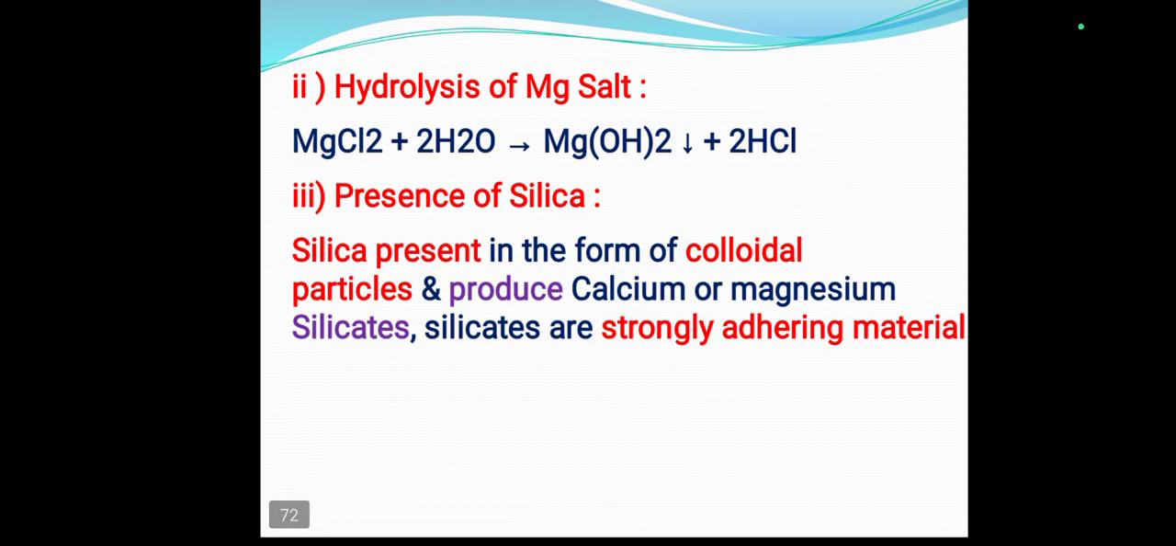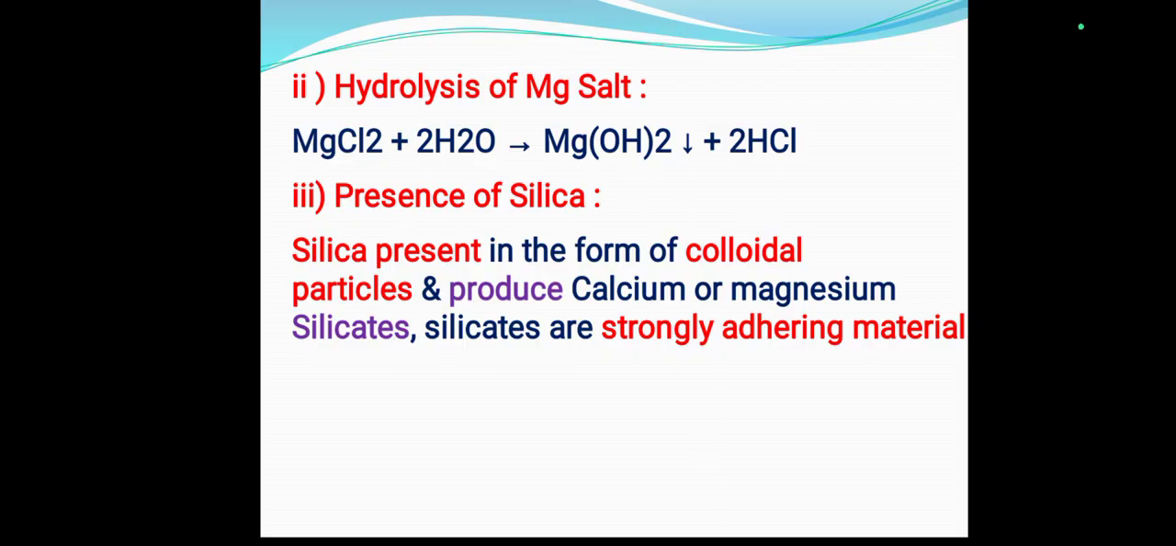The second cause of scale formation: hydrolysis of salt. For example, if salt is present in the water, then definitely that salt will undergo hydrolysis. For example, a magnesium salt, MgCl2, is there in the water. So what will happen with magnesium chloride? That magnesium chloride converts into Mg(OH)2, the magnesium hydroxide, in the form of a precipitate, and that precipitate is very sticky, so the sticky precipitate deposits or sticks to the inner side of the boiler.